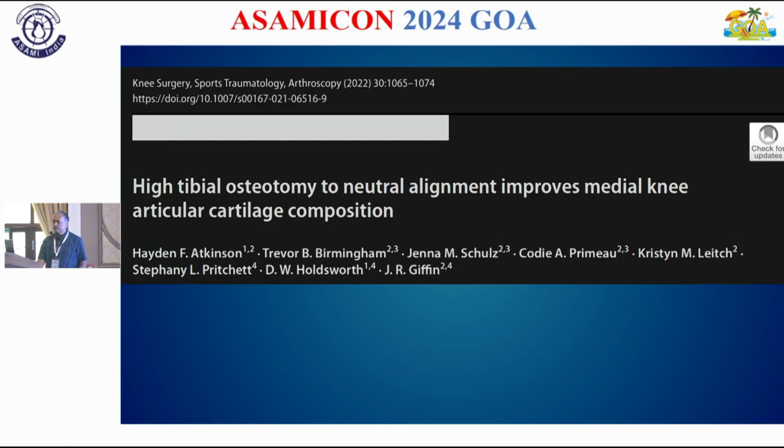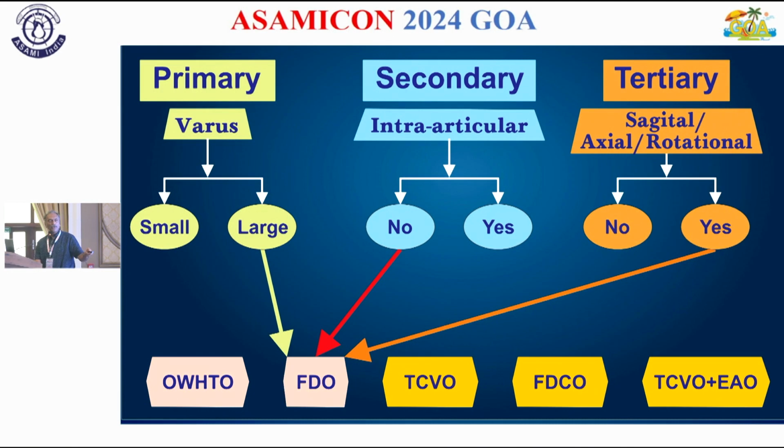We'll move on. So we know now that there's no one Fujisawa point that governs us all. You can just bring it to neutral and the articular cartilage composition can improve. What if you have a large varus, no intra-articular, but sagittal, axial and rotational deformities? Then you are better off performing the focal dome osteotomy.